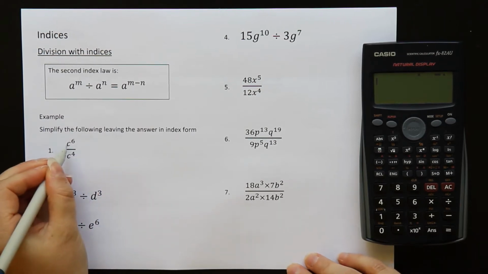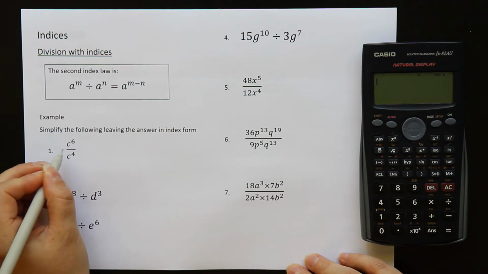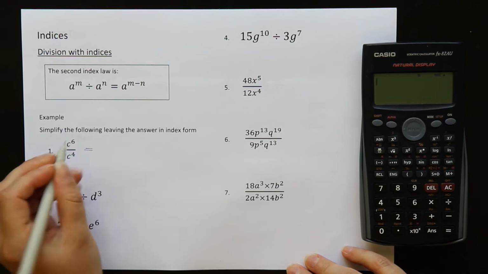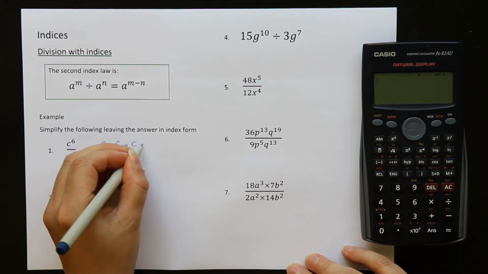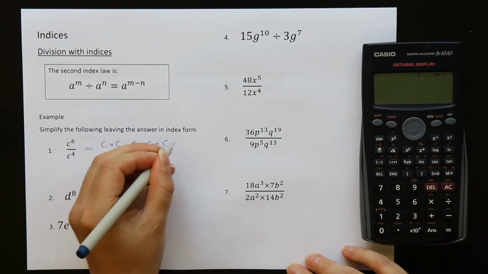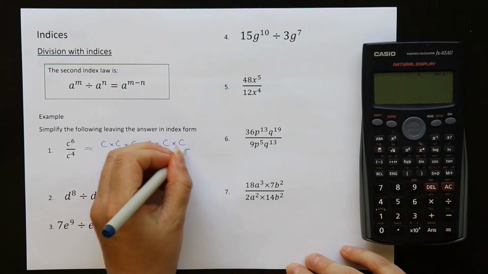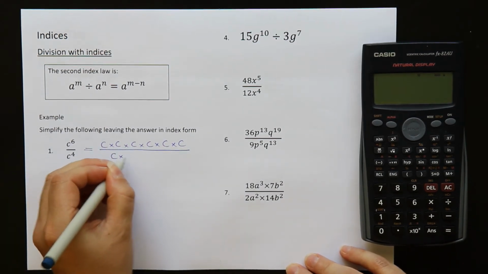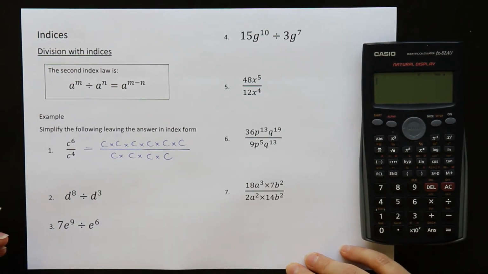So here I have c to the power of 6 divided by, now you know a fraction also means divide, c to the power of 4. C to the power of 6 is c times c times c times c times c times c, 1, 2, 3, 4, 5, 6, over c to the power of 4, 1, 2, 3, 4. So I've expanded them all out.